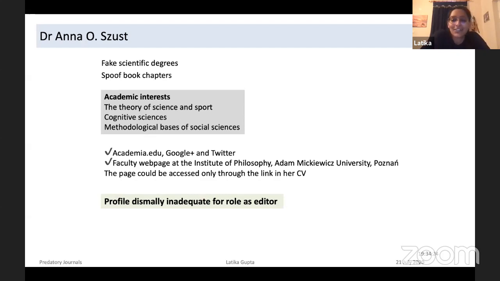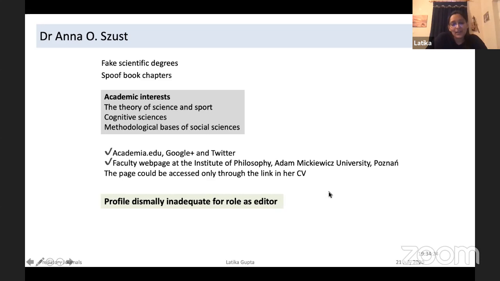It had fake scientific degrees, spoof book chapters. The academic interests listed were the theory of science and sport, cognitive sciences, which everyone may be interested in, methodological basis of social sciences, and there were fake profiles in Academia, Twitter, and Google Plus, which is no more. So this is an old paper. And they also created a faculty webpage at the Institute of Philosophy in Poznan, a page which could only be accessed through the link in her CV.